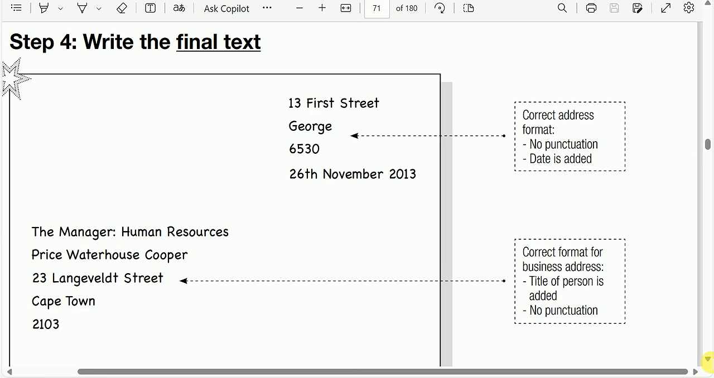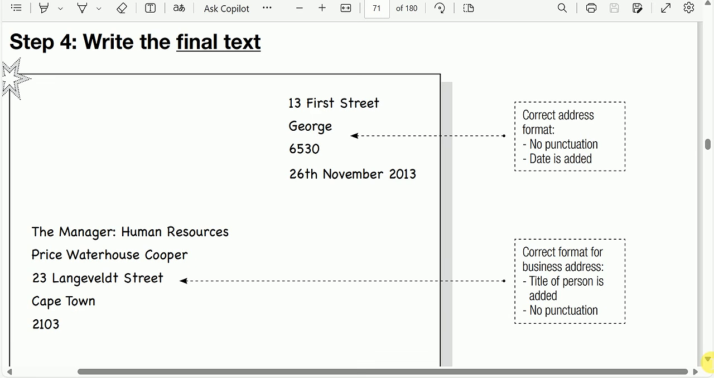The manager, human resource. Already I can see that this letter is going to be received by the manager. PricewaterhouseCoopers is the name of the company. Then 23 Langford Street, that's the name of the street. And then the city, Cape Town, and then postal address. You are done. Right? So please make sure that when you create the second paragraph, the second address does indicate that it's a business address.